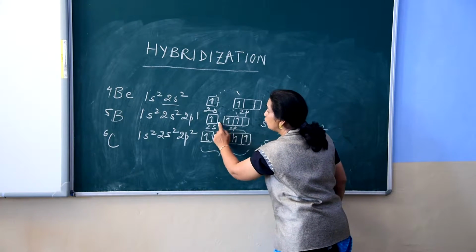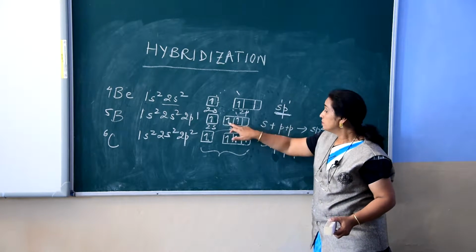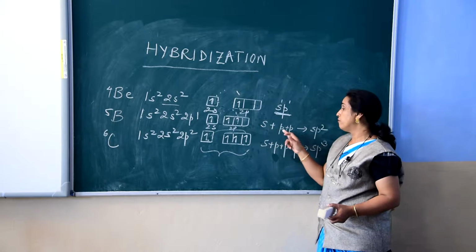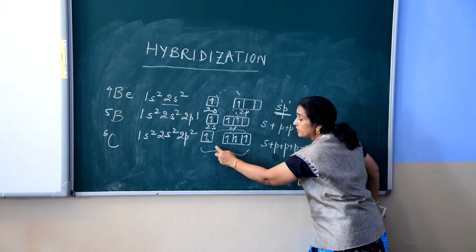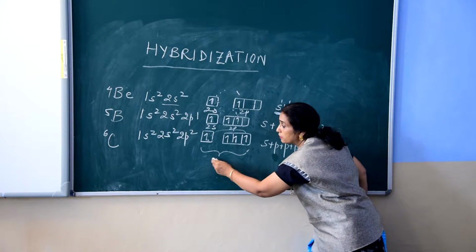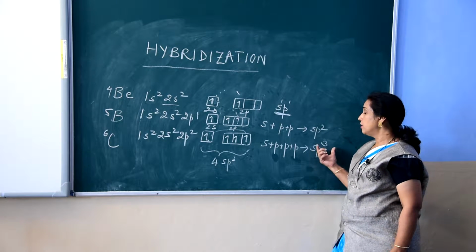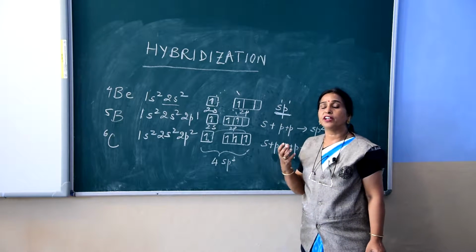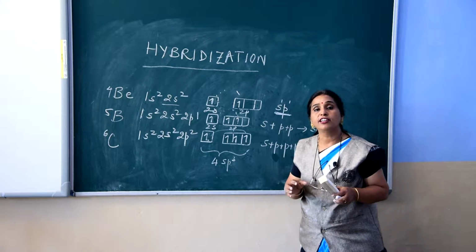If 1s and 2p orbitals intermix together, the resultant will be 3 sp2 hybridized orbitals. 1s and 2p will give us 3 sp2 hybridized orbitals, 2 plus 1, 3. 1s and 3p, 4 orbitals mixed together, we get 4 sp3 hybridized orbitals. So, the second important criteria is the number of hybridized orbitals formed is equal to the number of orbitals that are involved in mixing.